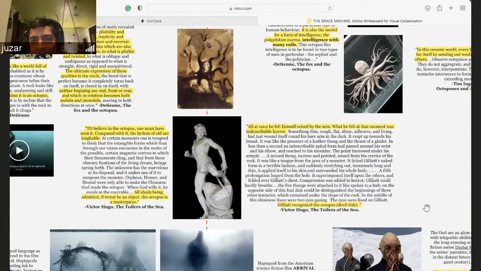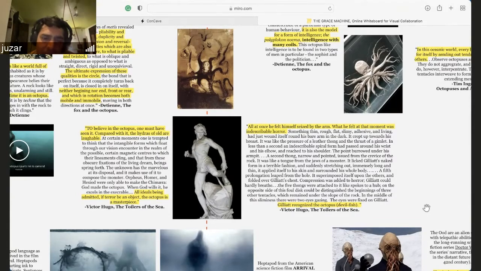All at once, he felt himself seized by the arm. What he felt at that moment was indescribable terror. He doesn't know that it's an octopus. Only later he recognizes that it's an octopus, the devilfish, as it was known. And Victor Hugo says, to believe in the octopus, one must have seen it. Compared with it, the hydras of old are laughable. All ideals being admitted, if terror be an object, the octopus is a masterpiece.